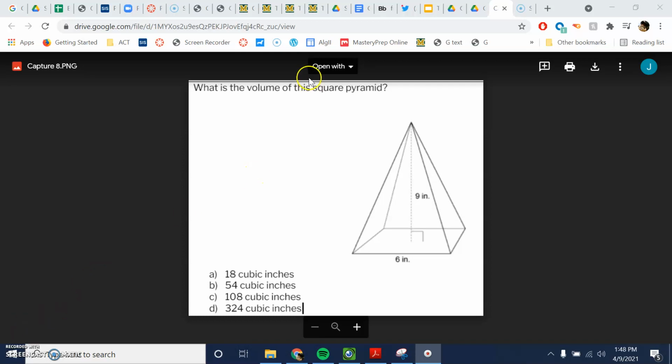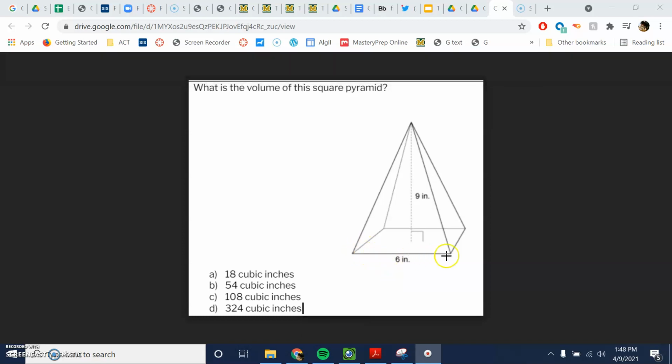Here we go. What is the volume of this square pyramid? So when it says square pyramid, it means that this base is a square. This base is a square, so it's missing a side, but if it's a square, you should know the other side. Ready, set, A, B, C, D, go. All right, let's see what we got.